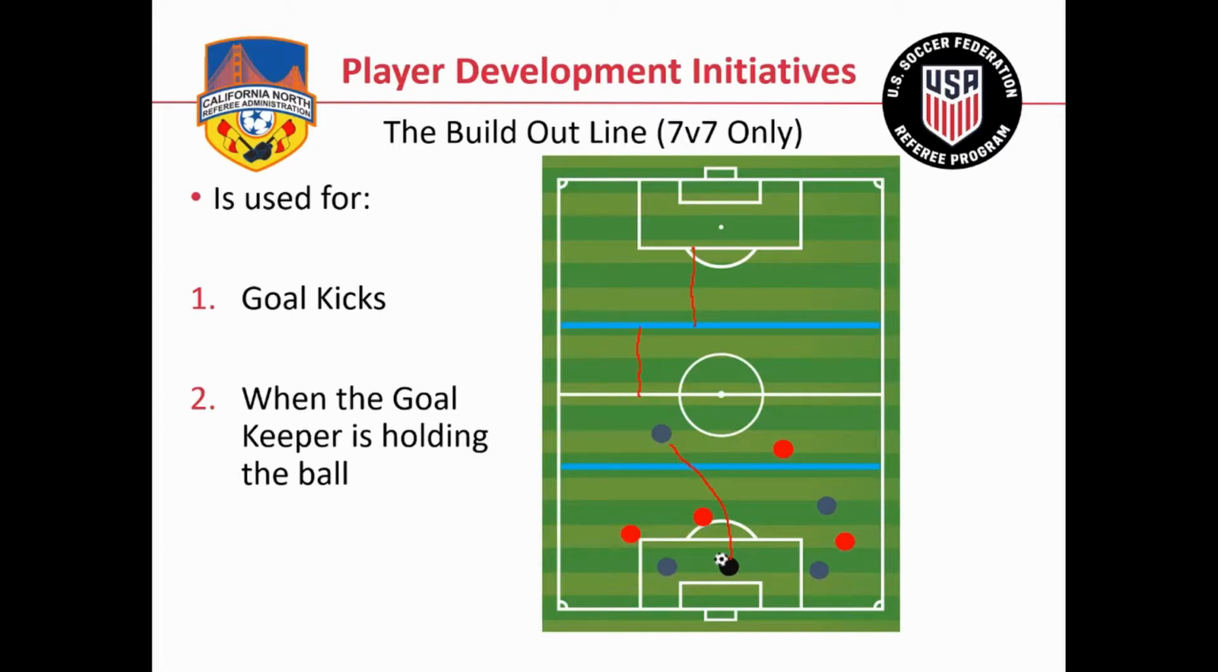To clarify, during goal kicks, opponents can cross the build-out line after the ball is in play, meaning it's left the penalty area. That is correct.